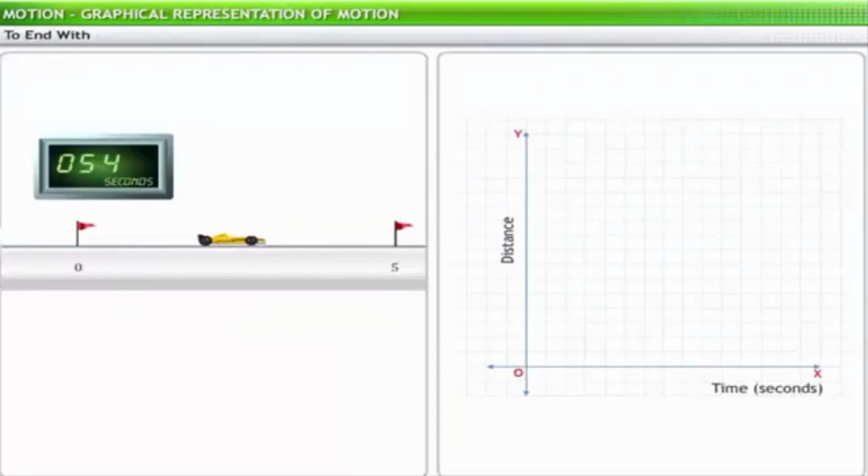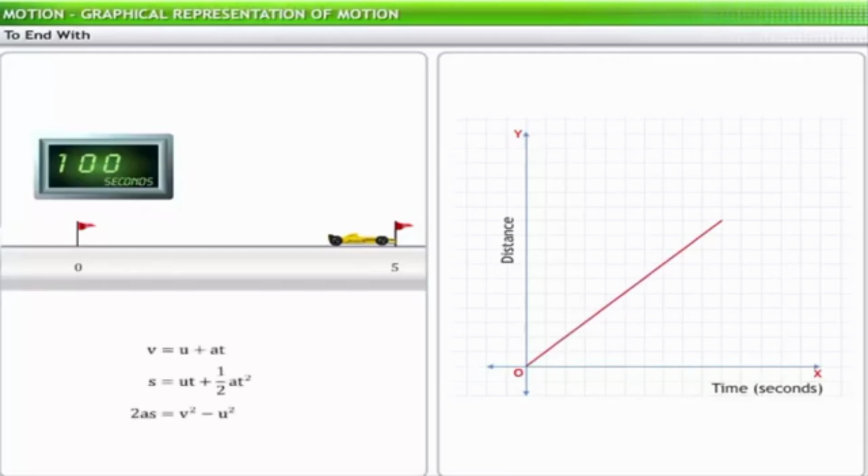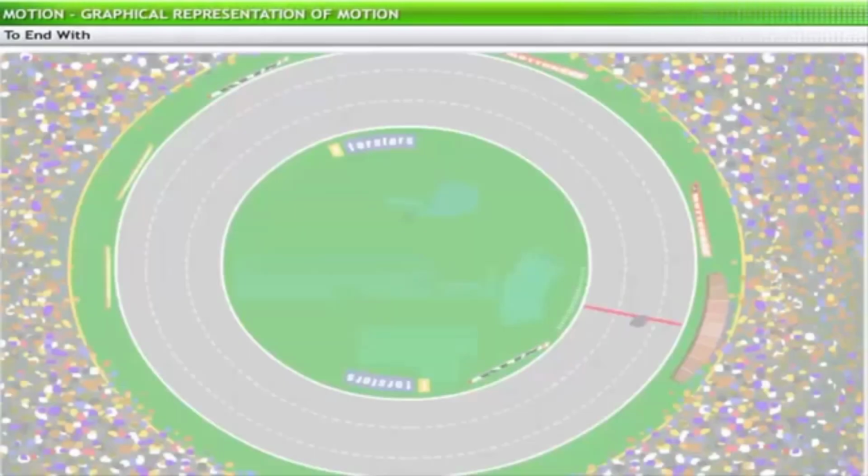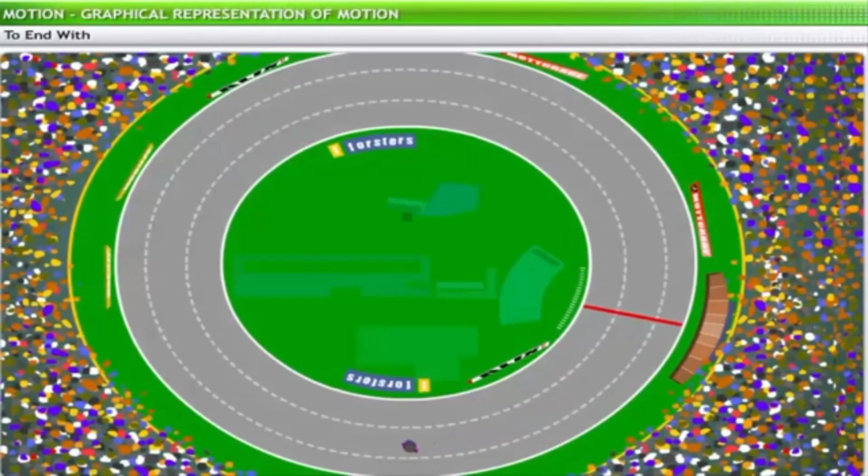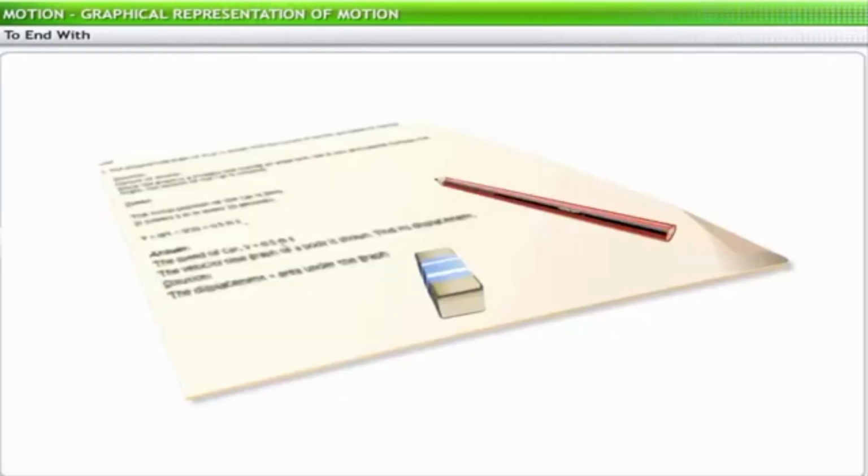This brings us to the end of this lesson on graphical representation of motion. In this lesson, you learned how to use graphs to analyze trends and derive and apply equations of motion. You also learned about uniform circular motion. The section on solved problems provides you an opportunity to review some model problems.